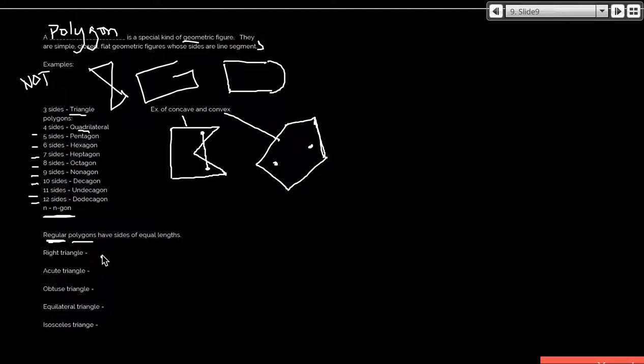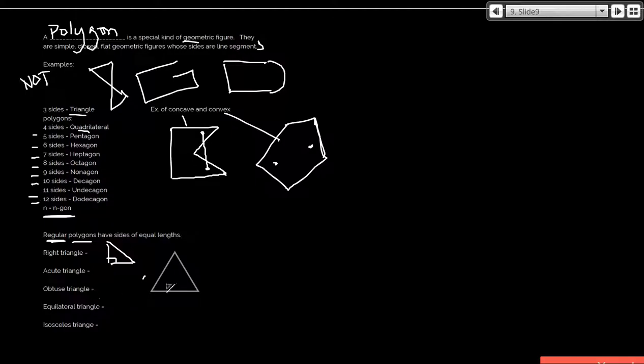So let's just do some special triangles here. A right triangle is a triangle that has one right angle. So a right angle looks like this, a right triangle. It has exactly one right angle. An acute triangle has all acute angles. So let me just draw that. All the measures are less than 90, so I can just pull out my little drawing tool and get a nice one. An obtuse triangle has one obtuse angle.